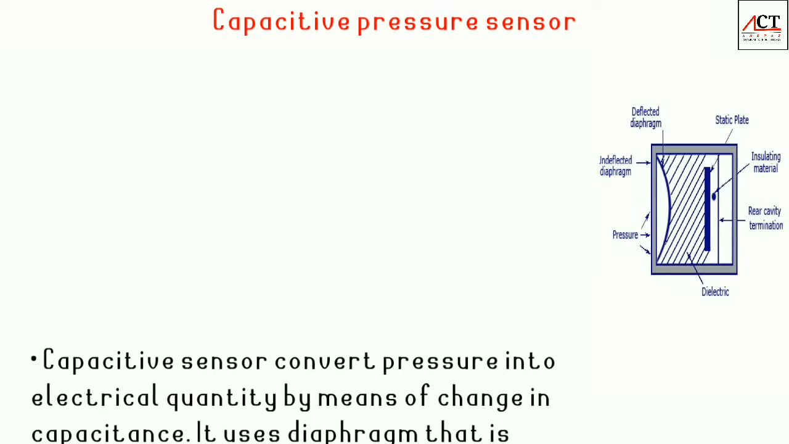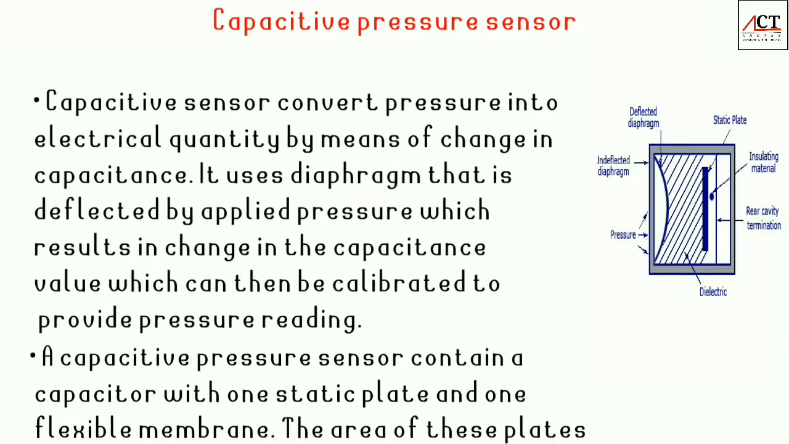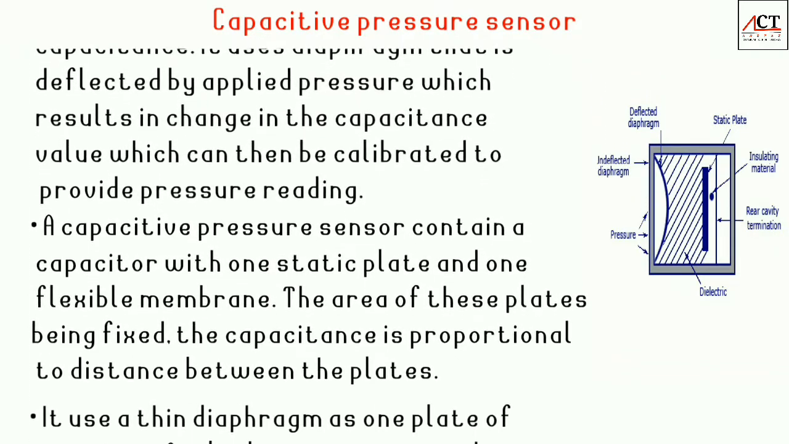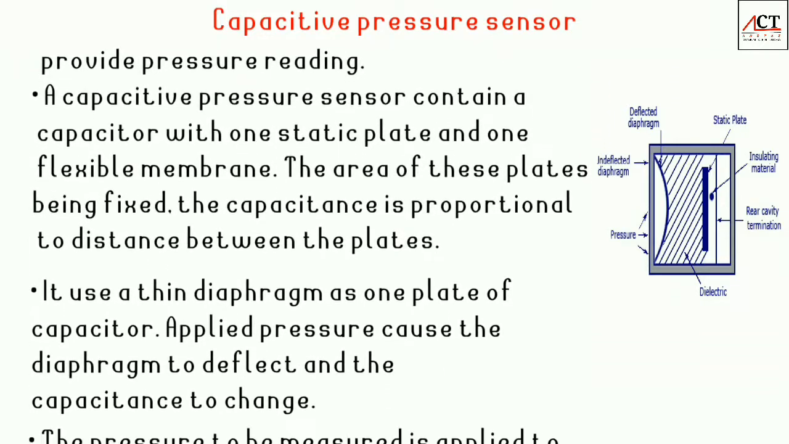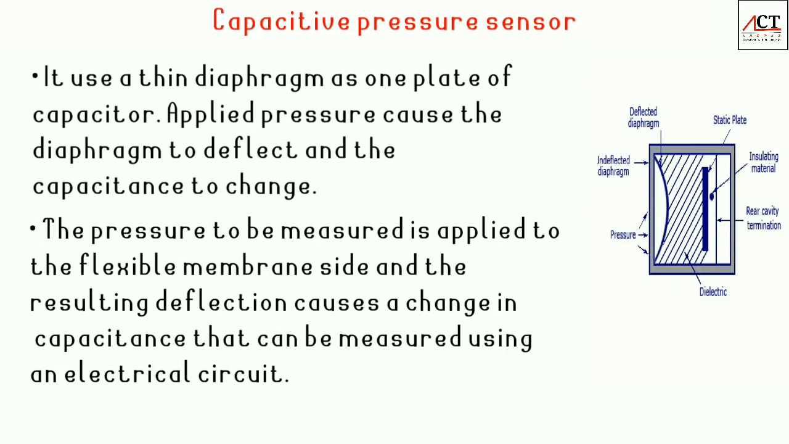The next is the capacitive pressure sensor. Here, the sensing element used is a diaphragm. It contains a capacitor with one static plate and one flexible membrane. The pressure to be measured is applied to this flexible membrane, that is the diaphragm, and the applied pressure causes the diaphragm to deflect and the capacitance to change. That can be measured using an electrical circuit.